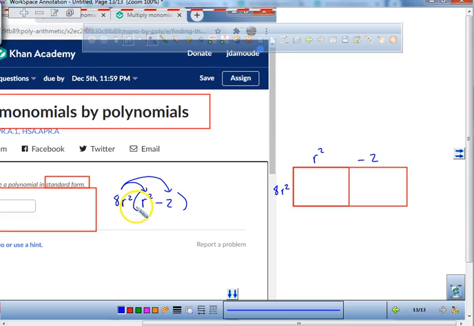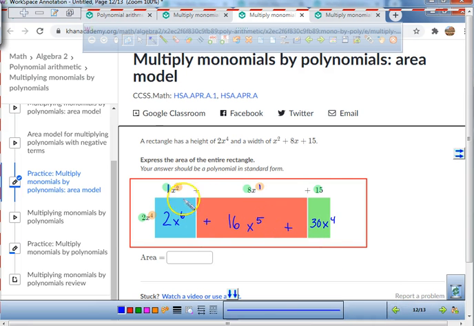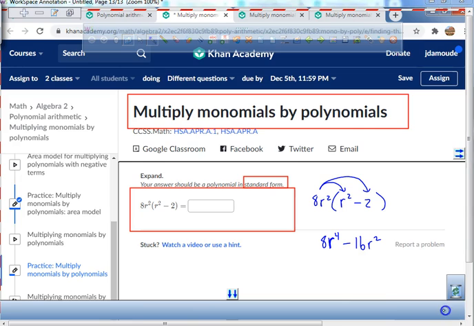What is 8r squared times another r squared? That's 8r what? 8r to the power of 4. Just like I would put what? 8r to the power of 4. And what's 8r squared times a negative 2? Negative 16r squared. Just like I would put what? Negative 16r squared. So you guys see how this right here is basically the same as this right here. They're the same.